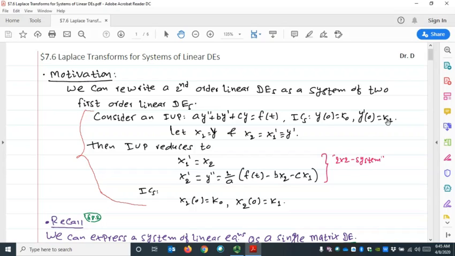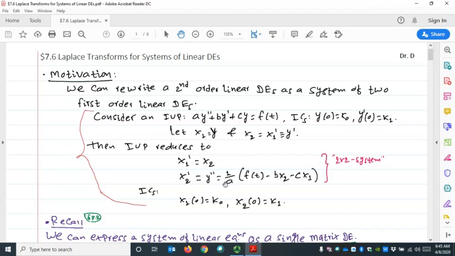Next, let's introduce our variables. x1 equals y and x2 equals y prime. Then this given initial value problem reduces to x1 prime equals x2, which is here, and x2 prime is y double prime. From this given initial value problem, solve for y double prime: divide by a, and take by prime plus cy to the right side.